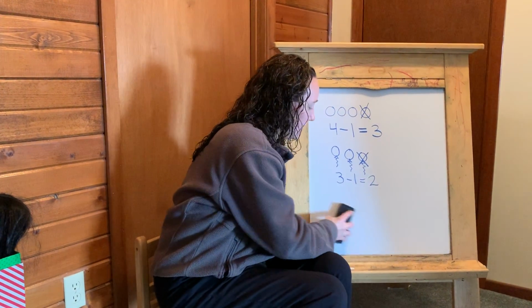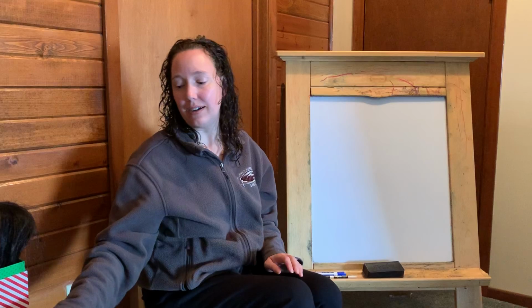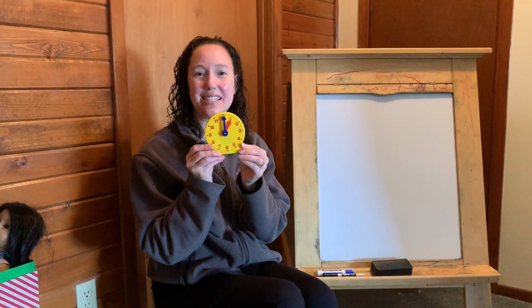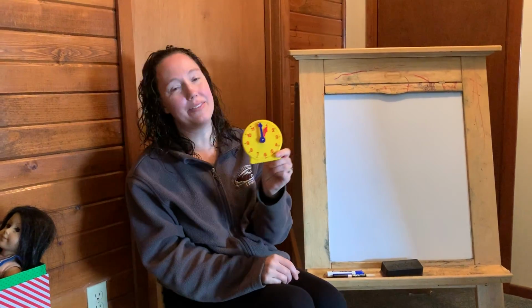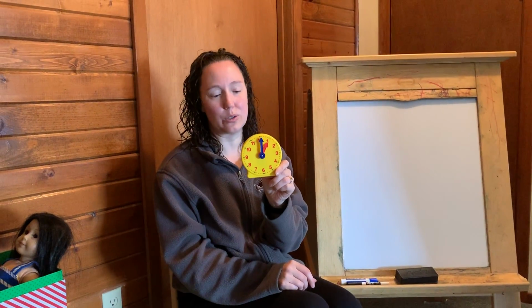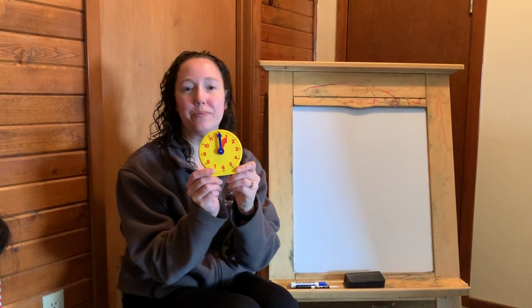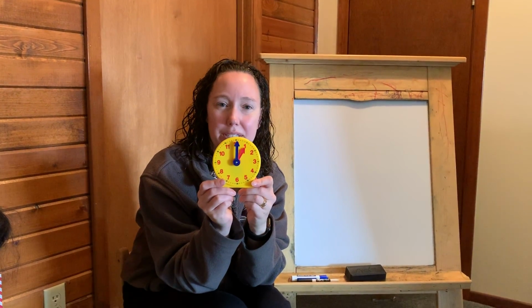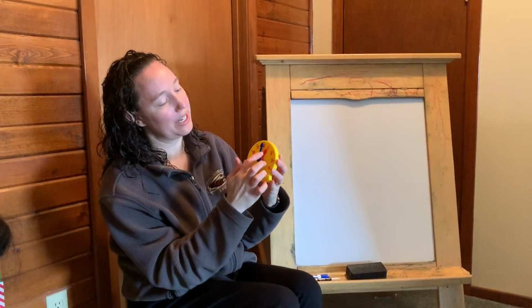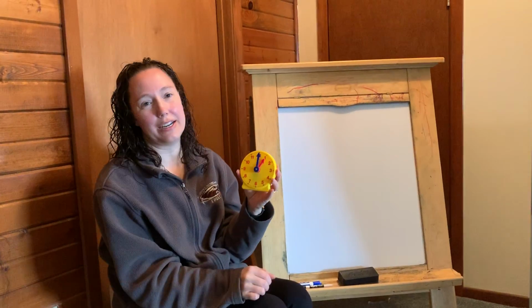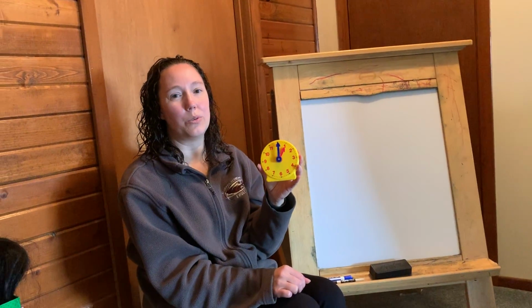I'm going to erase this and we're going to work on this a little bit. What is this? It's our clock. And this is one that I happen to have at home. My bigger clock is still at school. But we can use this to work with. So if you look right now at my clock, what time does it say on my clock? The short hand is pointing to the 1, the long hand is pointing to the 12. So the time is 1 o'clock.